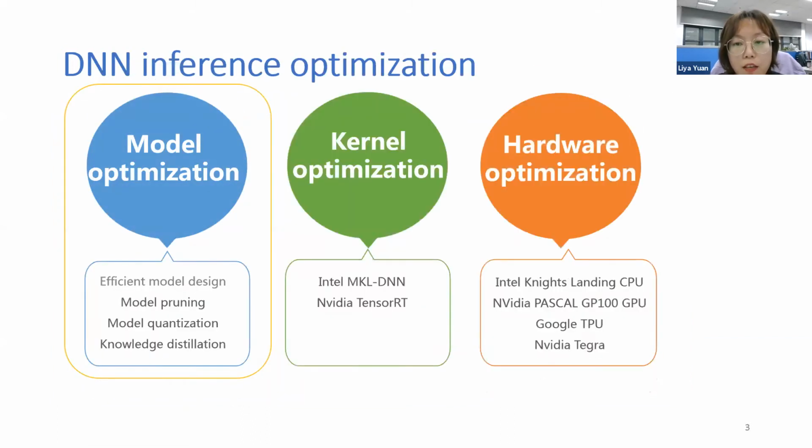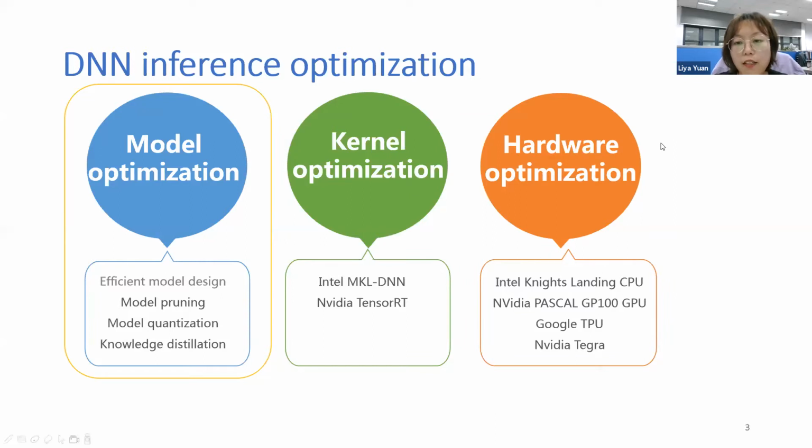Actually, there are several approaches for DNN inference optimization, which can be grouped into three types. First is the model optimization, which uses some optimization techniques on the models, so that the model will get better structures and optimized performance. The next one is the kernel optimization. Examples are Intel MKL-DNN and NVIDIA TensorRT. You get these accelerated computing libraries, and then you can boost your DNN network efficiency.